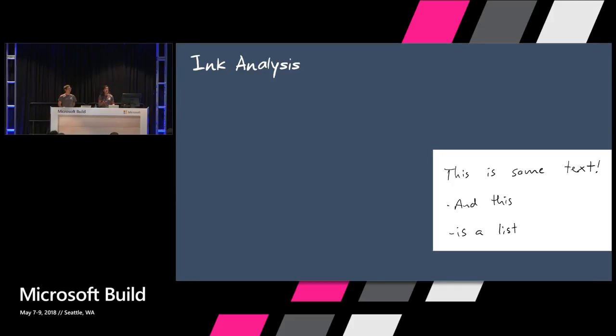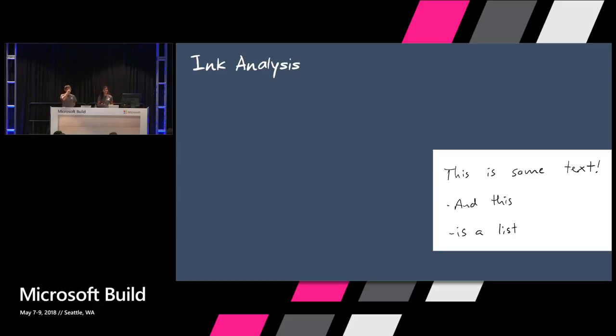When people think of ink analysis, you typically think of recognition, but classification is where the actual structuring begins to help. When you're writing on a sheet of paper, it's not a structured surface. You're just writing down what you're thinking. The core of what ink analysis offers is the ability to understand the ink that's on the screen.